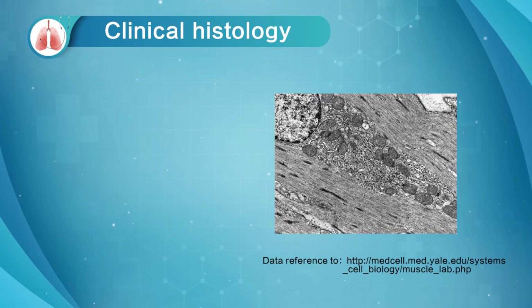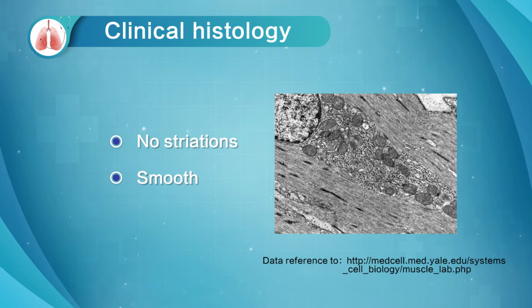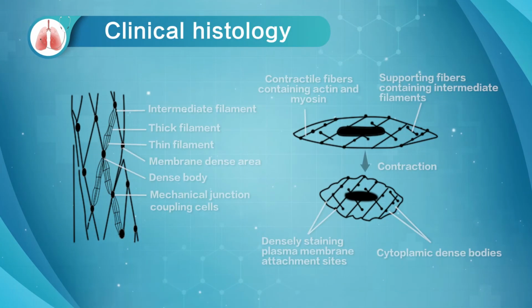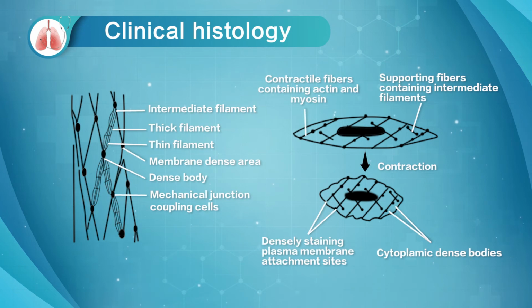However, they are not organized into sarcomeres. Thus, there are no striations and the muscles appear smooth. That's why they are known as smooth muscles. The termini of thin and intermediate filaments are either anchored to the dense bodies in the cytoplasm or to the dense bands on the plasma membrane, as shown on the left. They form a network in which the dense bodies and the dense bands serve as the nodes.